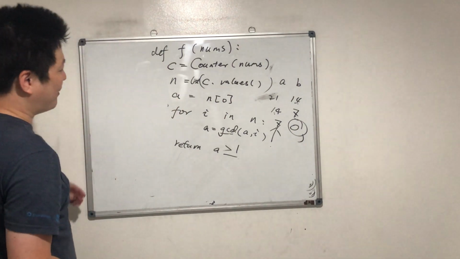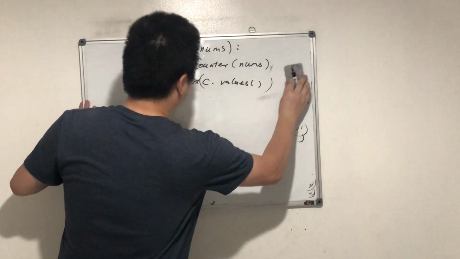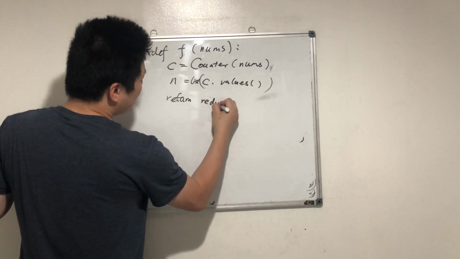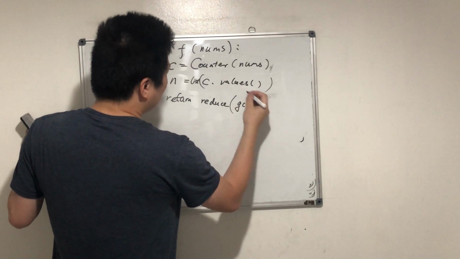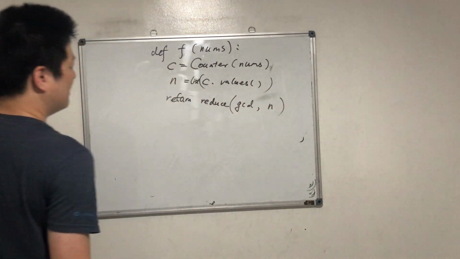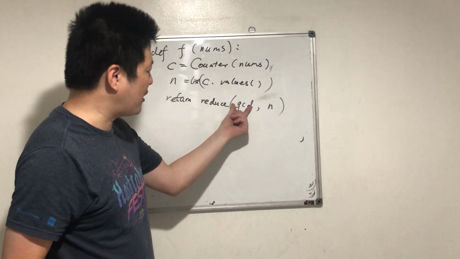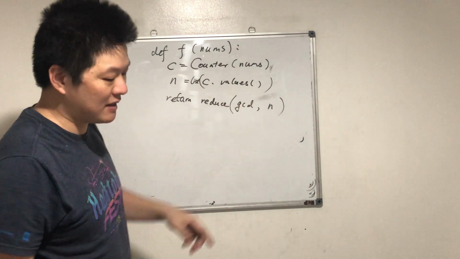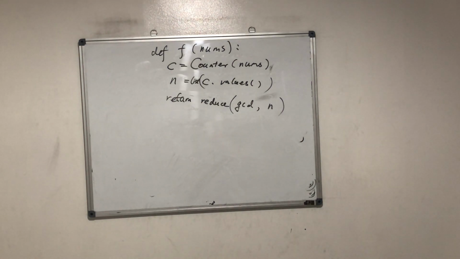We can do this in one line. Just fancy syntax. So here, we can just return reduce, a value to a value, what? GCD and then n. That's it. Easy. We want to use the GCD. This is the function, greatest common divisor, to apply to the list. What's the time complexity? O(n)?